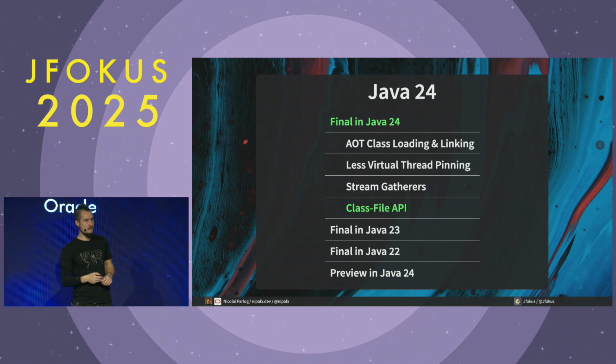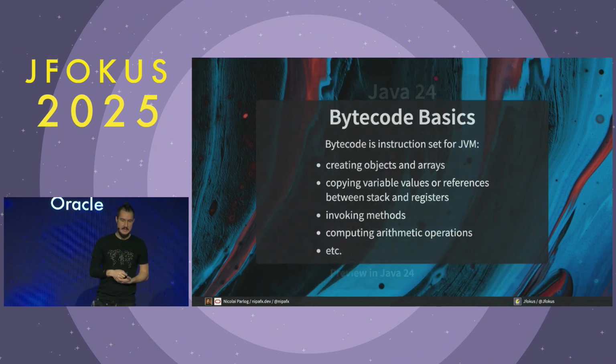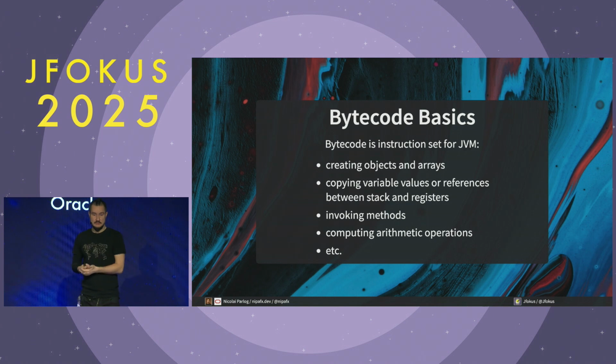Okay, last one we have to do before I get to my surprise content. That's the class file API. I'm not going to go into the details of the class file API because few of us will interact with it, but I want to show you why it's important that it exists. So let's talk about bytecode. Bytecode is the instruction set for the JVM.